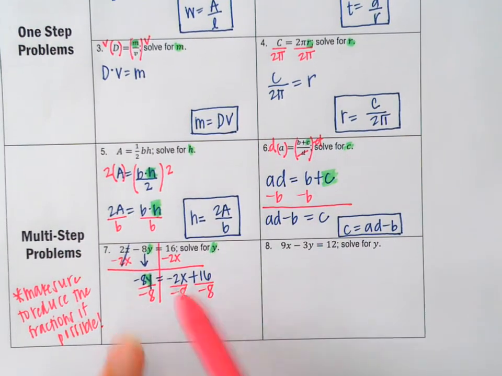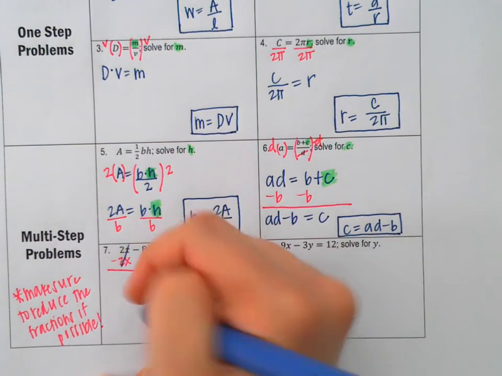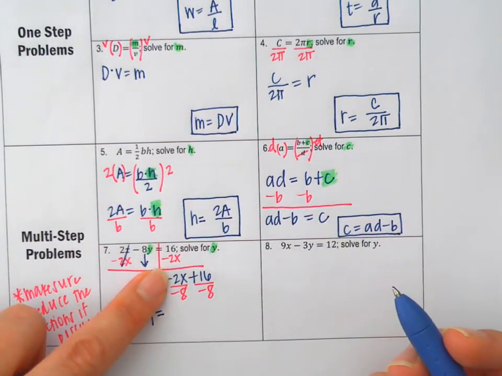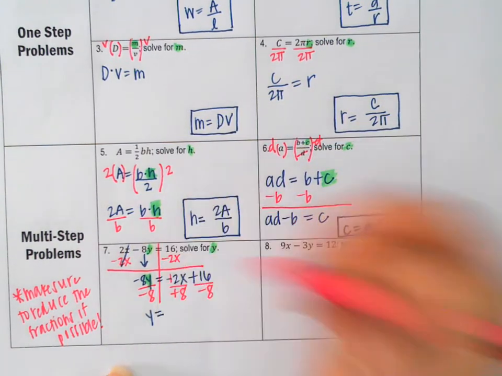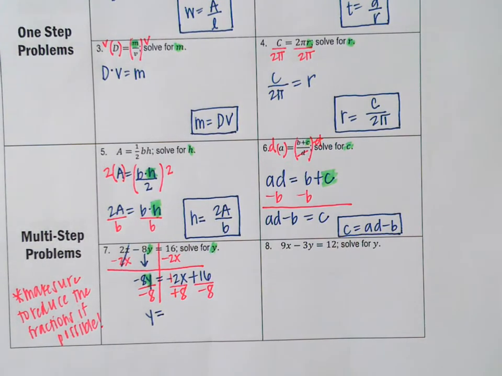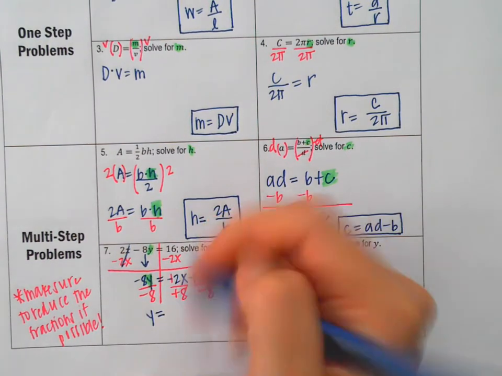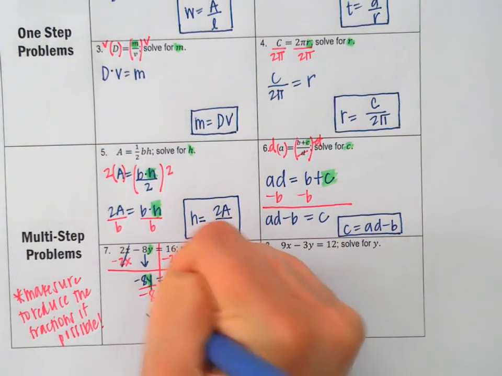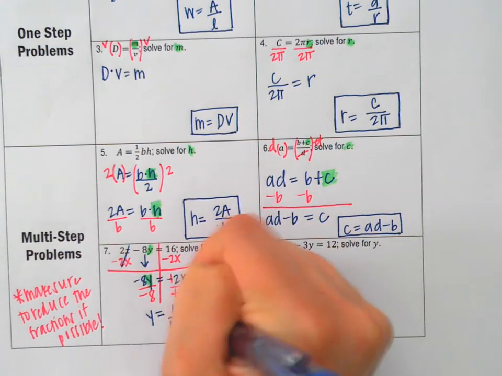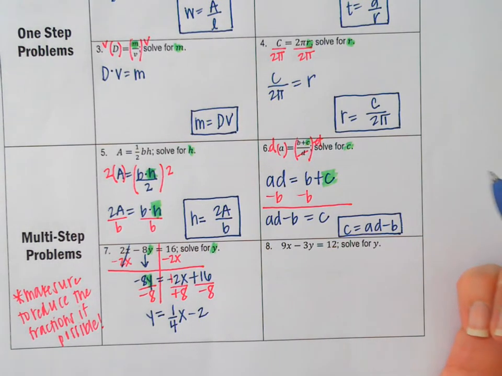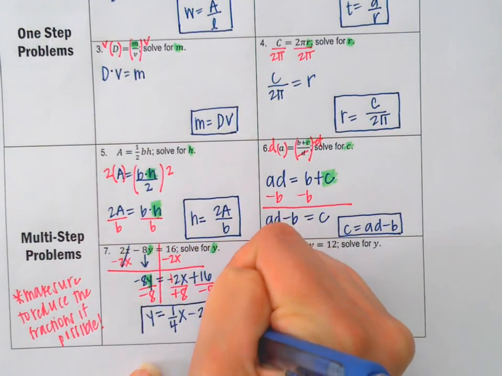And so what I mean by that: negative 8 divided by negative 8 is 1. So y equals. But negative 2 divided by negative 8, well, first a negative and a negative make a positive. And 2 and 8, they both have a common factor of 2. 2 can divide evenly into both of those. So 2 divided by 2 is 1, and 8 divided by 2 is 4. So 1/4 x. And then 16 divided by negative 8 is negative 2. So that's what I mean by make sure to reduce the fractions if possible. And so this would be my final answer.